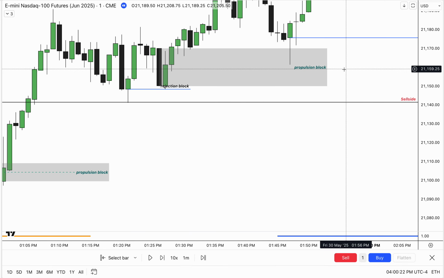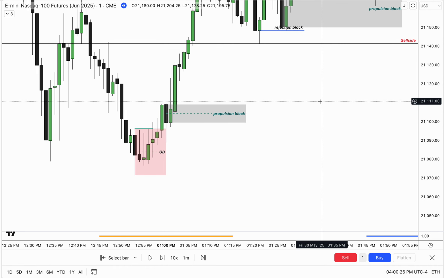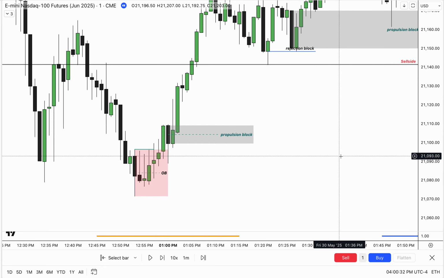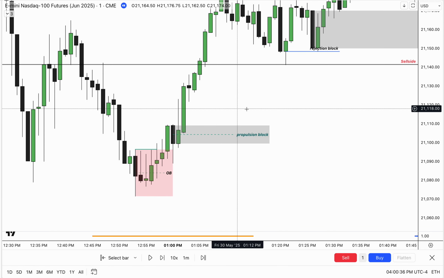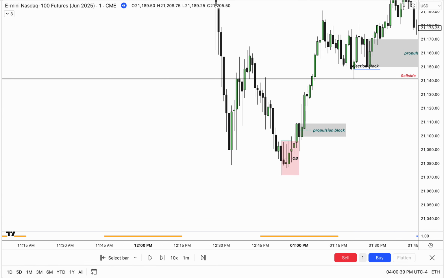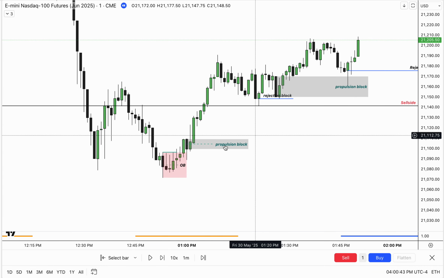Propulsion blocks. So honestly, what I really like about these are you can use them inside the accumulation or inside the smart money reversal to get you an earlier entry. You know what I mean? Like you're not going to see a breaker in the SMR, in the low point or high point of the trade. The breaker's going to be later.